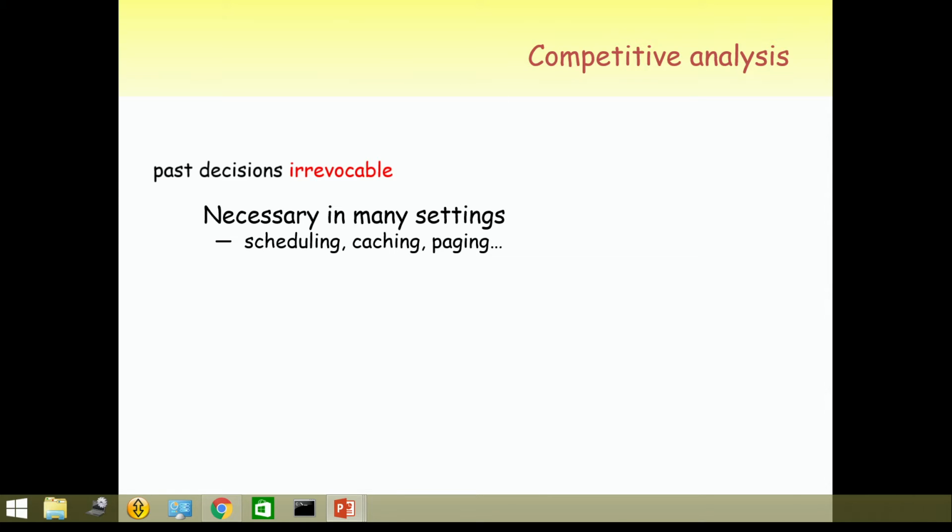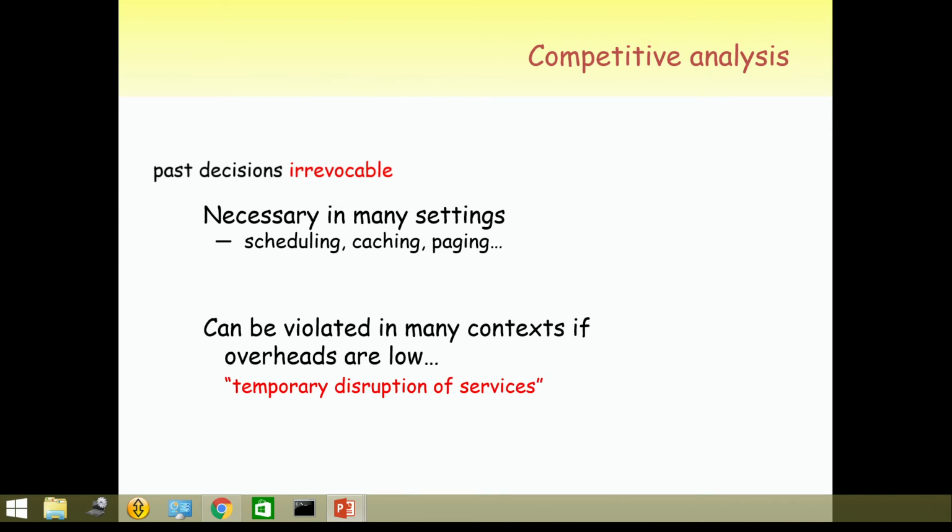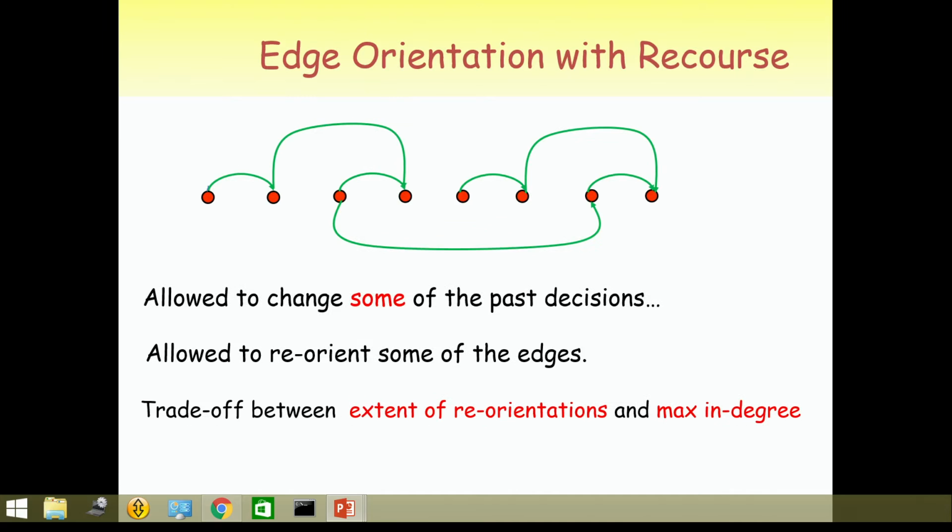But maybe in some other settings it is possible to change some of the decisions that you have taken so far. So for example, in the kind of problems I was talking about, it may appear as some sort of temporary disruptions of services. For example, you have built a network and you want to say that, look, things are getting bad, so all I want to do is tweak some of the edges in the graph. So it may be a low overhead thing, provided you don't disrupt too many things. So for example, in the edge orientation problem, this is how I had assigned my jobs, but maybe I want to change some of the edge orientations. I want to go back and I realize that some of the orientations were bad, so I want to go back and change some of these.